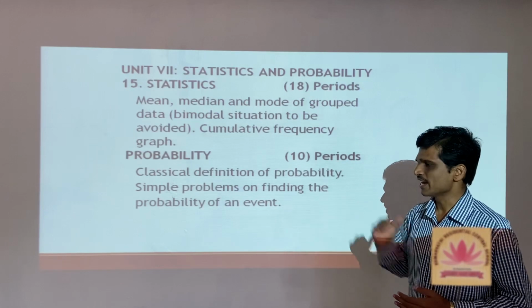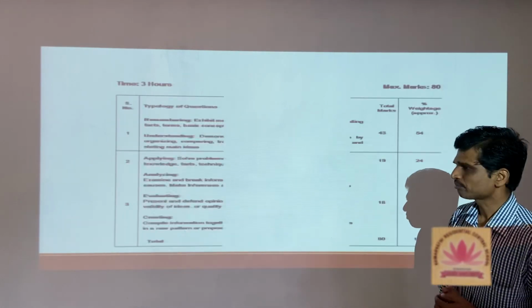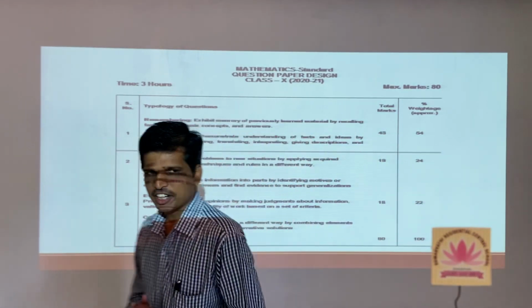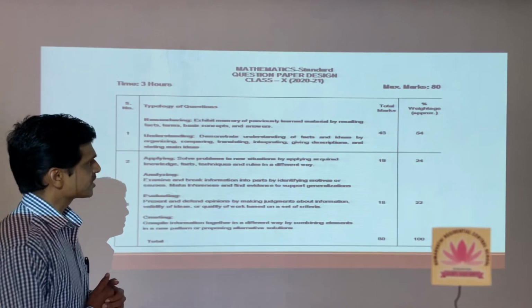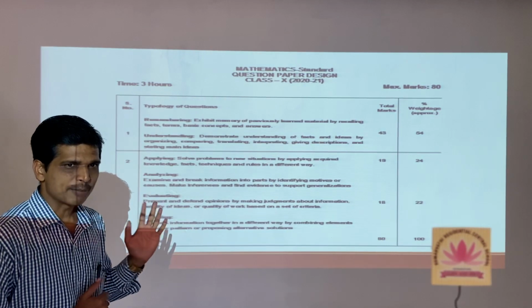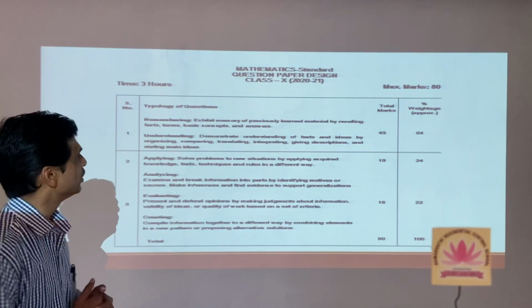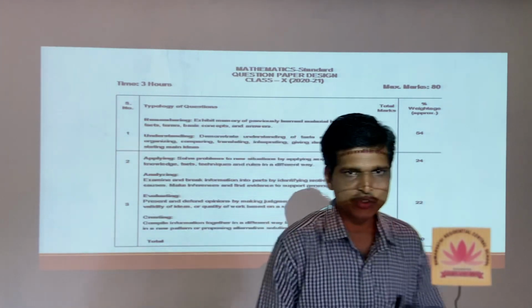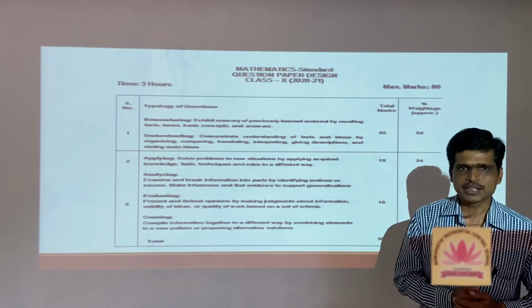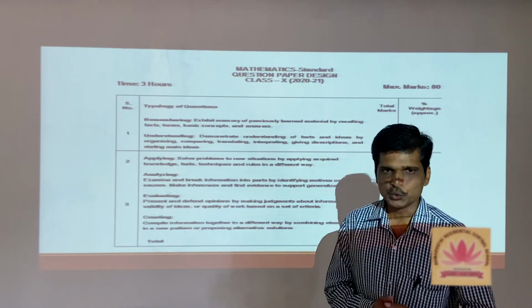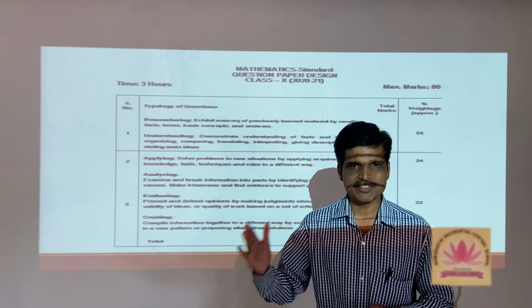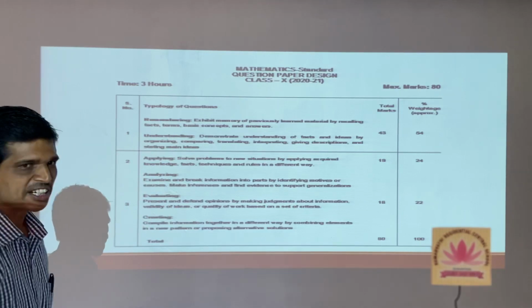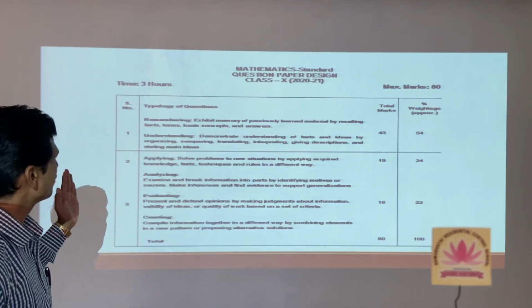I'll come to the next and the last, unit number 7. Here it is, unit number 7, that is statistics and probability. Yes, in our daily life, we are familiar with all these aspects. In the curriculum, what is prescribed is statistics: mean, median and mode of a grouped data. As you know, in our 8th standard and previous classes, we already learned about the mean, median, mode. How to calculate the mean, median and mode.